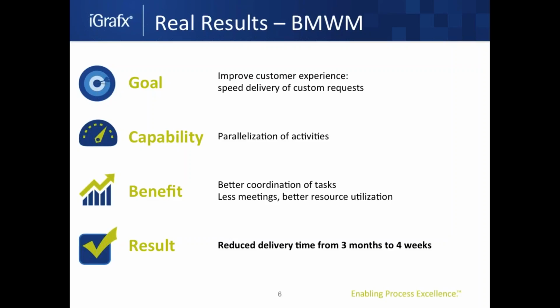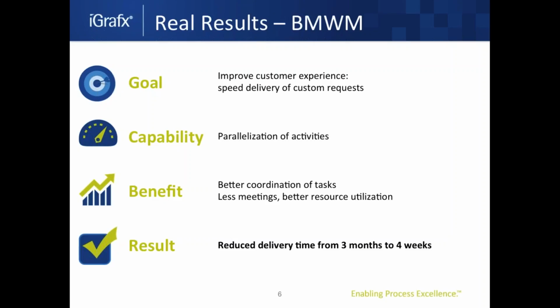They have parallelized many activities, and one of the hugest benefits was that there were fewer meetings, so the resources were used better, and the coordination of the tasks was done automatically. So in the end, they reduced the delivery time from 3 months to 4 weeks, and of course BMW M is now producing more special cars.